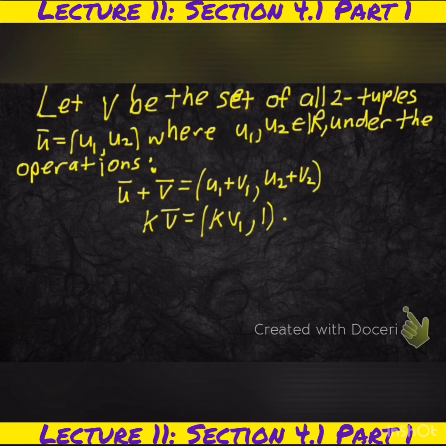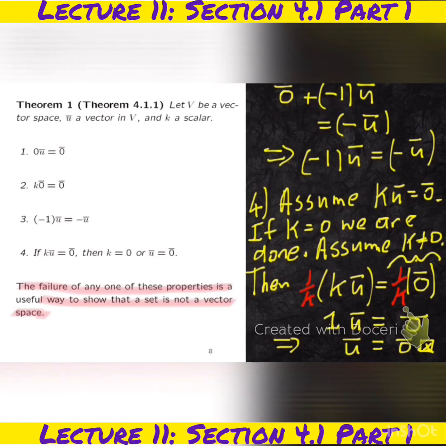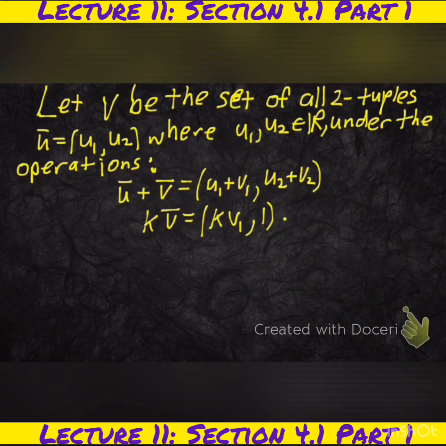So let's try and use theorem 4.1.1 to do this. Okay, let's look at the first property here. That property says that the scalar multiple of u, where the scalar is 0, is the 0 vector, and let's see if it actually holds here. All right, so we claim that V is not a vector space.